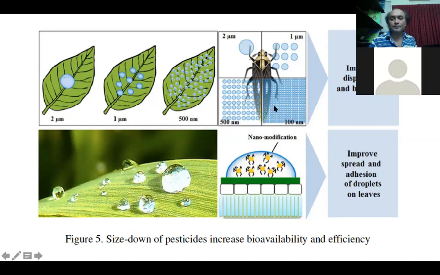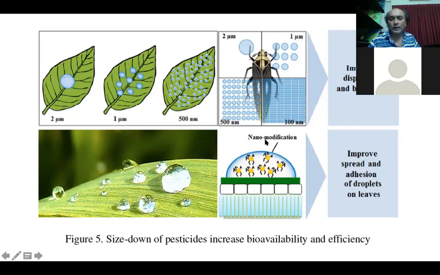efficiency of the pesticide. Here you see all are 100 nanometer, so it fully covers the surface of the insect. But here some part of the insect is free from the pesticide. So droplets are like this, bigger droplet and smaller droplet. Nano droplets are widely distributed and cover the surface area very nicely.